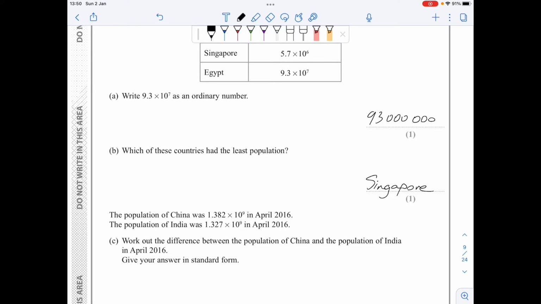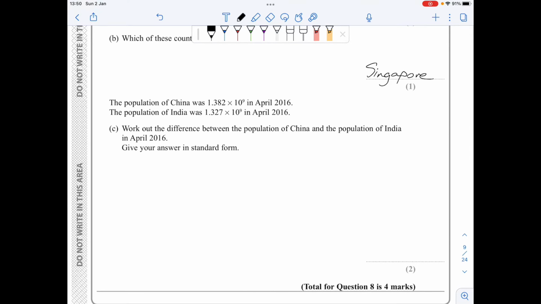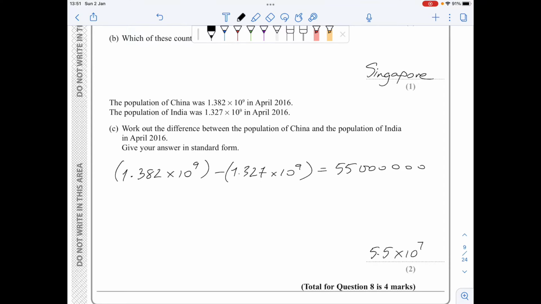For part C, I will need to work out the difference between these two populations. So let's write this as a subtraction. Now, some calculators might give you this as 55 with 6 zeros. You need to convert it into standard form, and the answer is 5.5 times 10 to the power of 7.